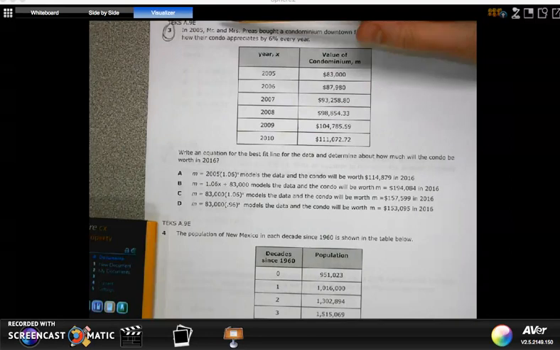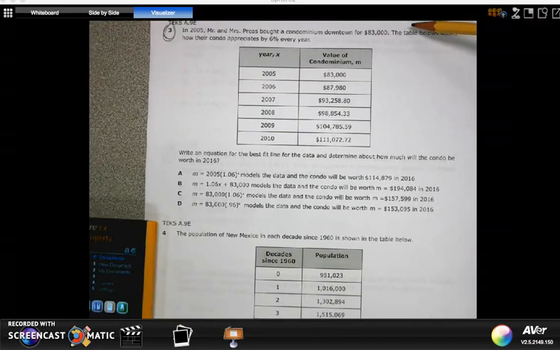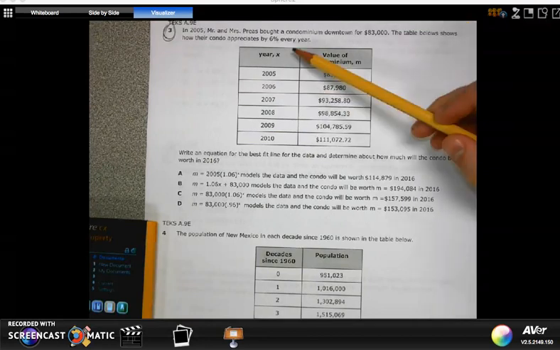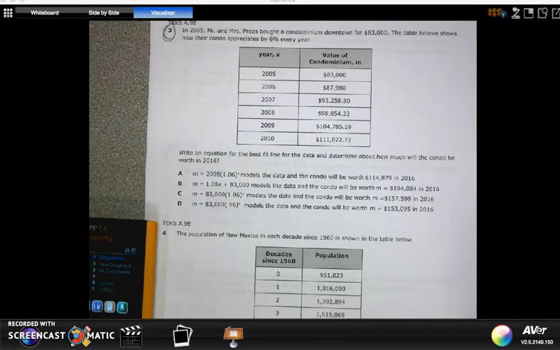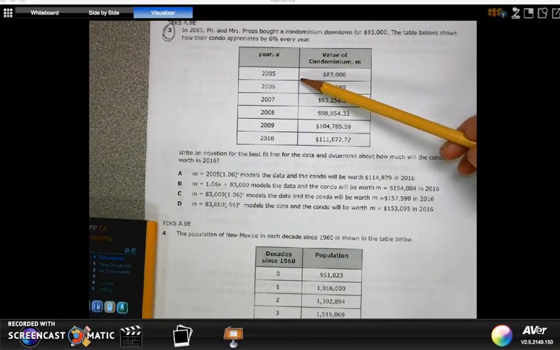We'll start with, in 2005, Mr. and Mrs. Priest bought a condominium downtown for $83,000. The table below shows how their condo appreciates by 6% every year. So first of all, if something's appreciating, it means it's increasing. It's going up in value every year, and this is going to be exponential because it's by a percentage. So we are going to look at an exponential regression.